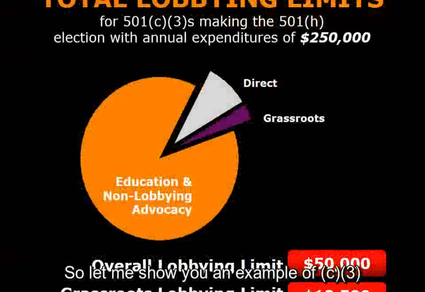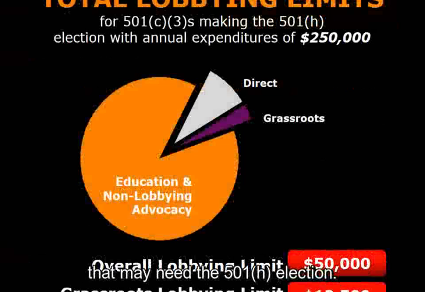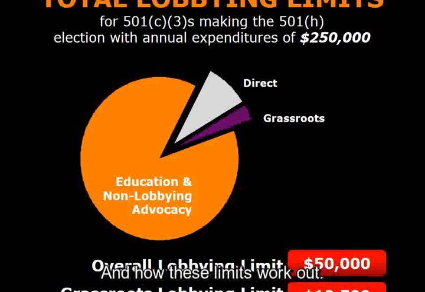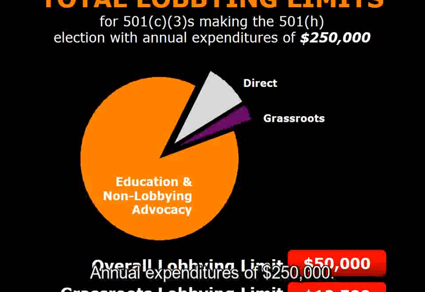So let me show you an example of C3s that have made the 501(h) election and how these limits work out. And again, we encourage organizations to make the 501(h) election. If you have questions about it, feel free to contact us. So if you're a C3 that has made the 501(h) election, with annual expenditures of $250,000.